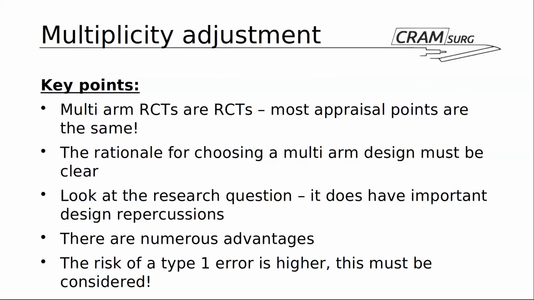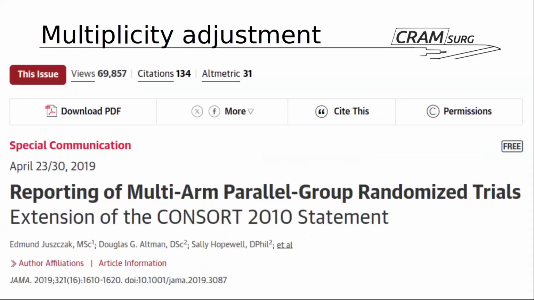There are numerous advantages, but there is also an important disadvantage, which is the high risk of a type 1 error. And certainly this has been picked up, and there are specific reporting guidelines for multi-arm parallel group RCTs published in very prominent journals such as JAMA. So that's something, if you guys are interested, you could look at. That's it.